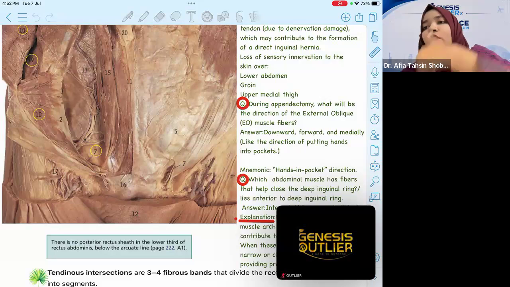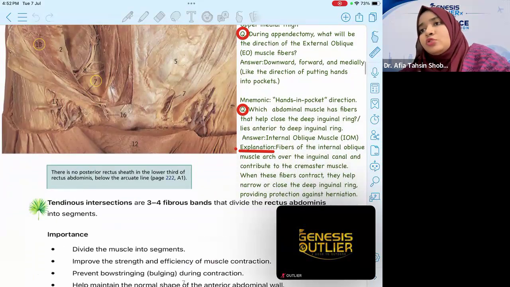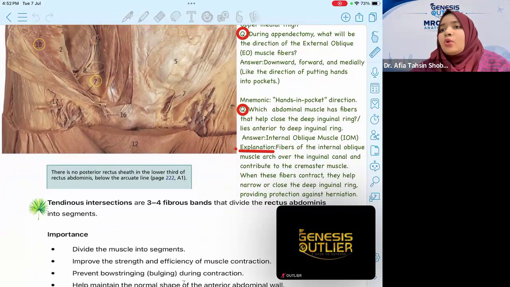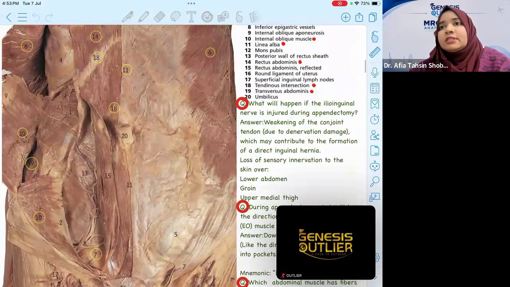Okay, hands in pocket. Now come to this: what abdominal muscle has fibers that help close the deep inguinal ring, or the examiner can ask what abdominal muscle lies anterior to the deep inguinal ring. Okay, we will study it in detail, but just know the answer. It is internal oblique muscle. When we study the inguinal canal boundary, we will understand this concept. Okay. So we have covered this image.